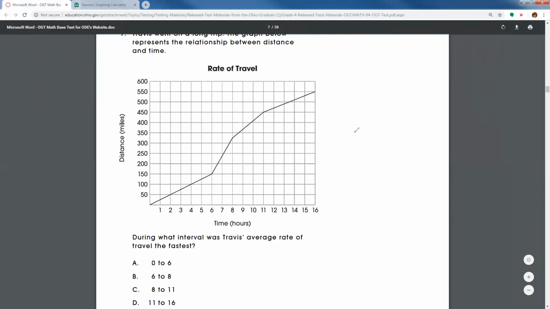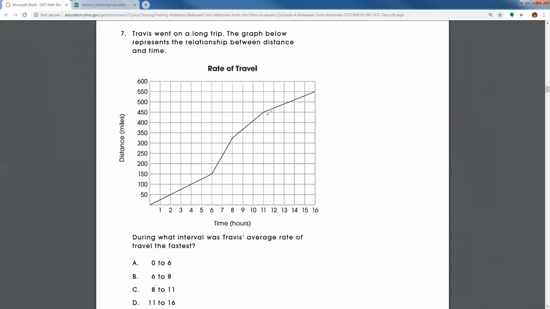Looks like 11 to 16. So 11 to 16 is that piece. What do you think is going to represent the fastest when you're looking at a graph? Do you think it'll be the longest piece? It'd be the lowest, right? No, that's the hours. If you look at the distance, that should tell you. Probably the one that's the highest, 11 to 16.